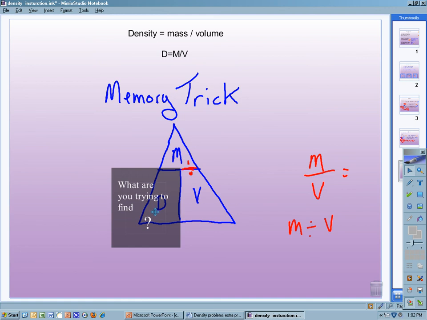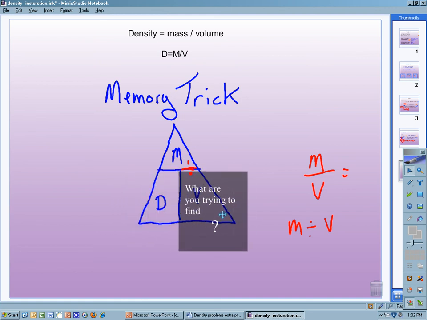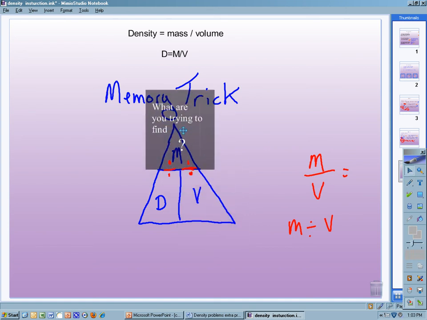What if you're trying to find volume? Well, then you cover that up, and since mass is still on top, it's still mass divided by, but in this case, it's density. If you're trying to find mass, you cover up mass. Density and volume are on the same level. It's not one over the other, so then you multiply the two together.